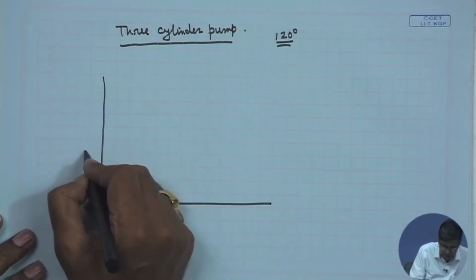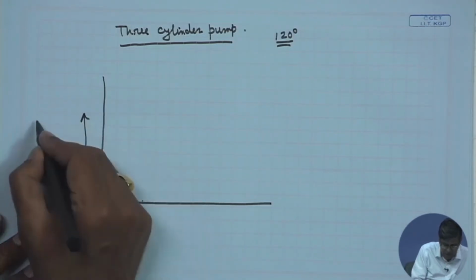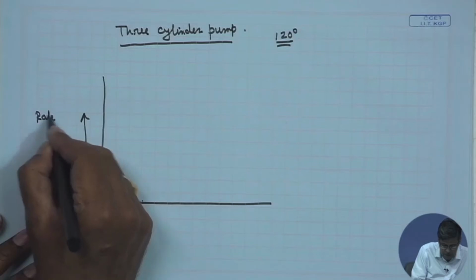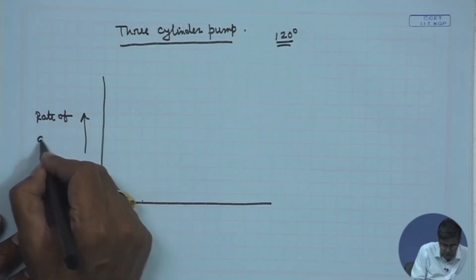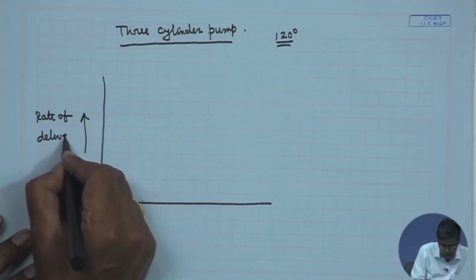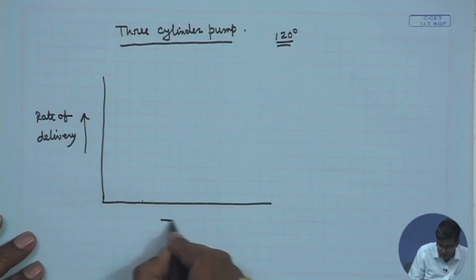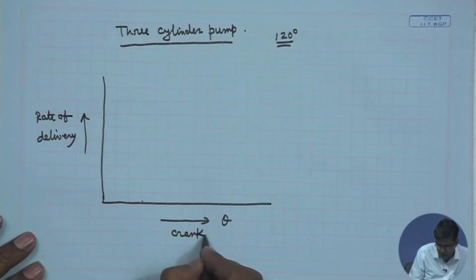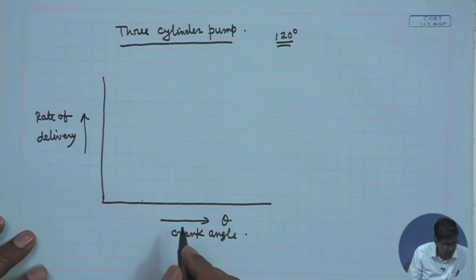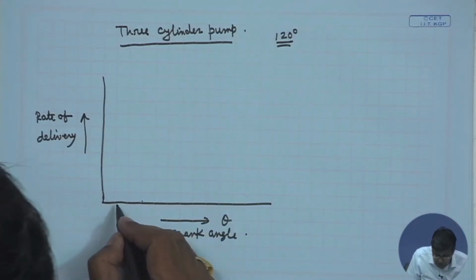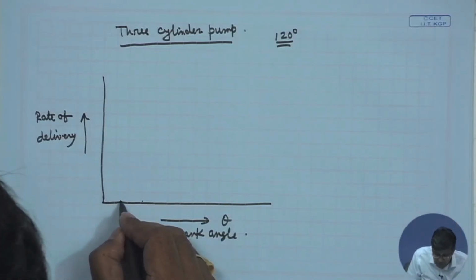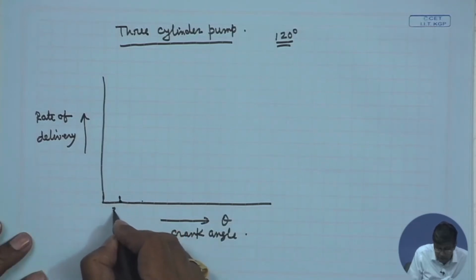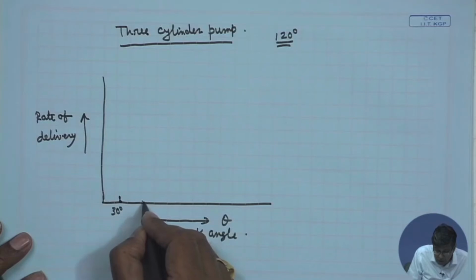Now, this is the rate of delivery, and this is the crank angle theta. Now, let us do it this way. Let us make this 30 degree. Let me do it, then I will tell you.